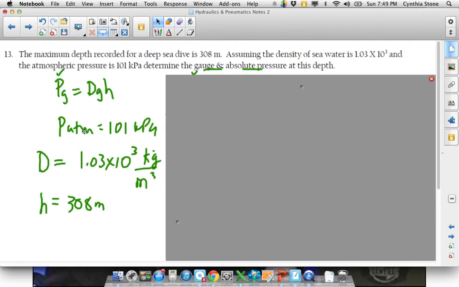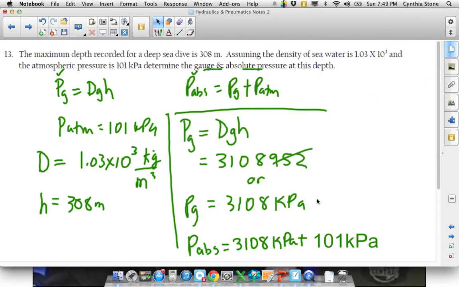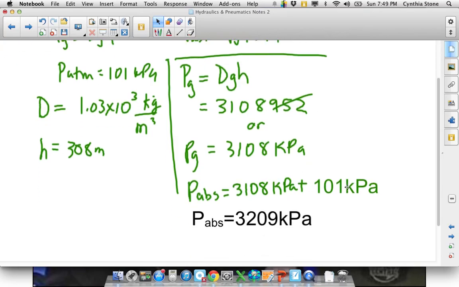Okay. Number 13, the maximum depth recorded for a deep sea dive is 308 meters. Assuming the density of seawater is a little greater than, that's 1,030. Oh, I didn't even put down the units, but that'll be kilogram per meter cubed. And the atmospheric pressure is 101 kPa, determine gauge and absolute. So gauge pressure is dgh. So we're given the density, we're given the h. Just multiply it out. And then to get the absolute pressure, you add that to 101. So there's the absolute pressure.